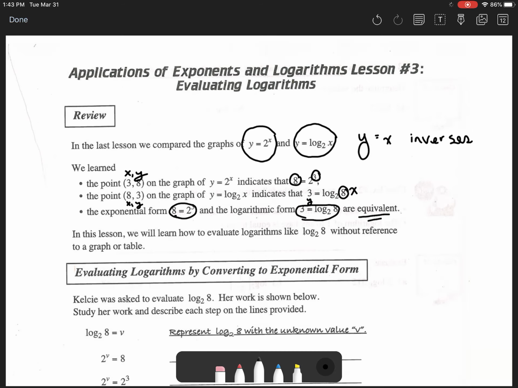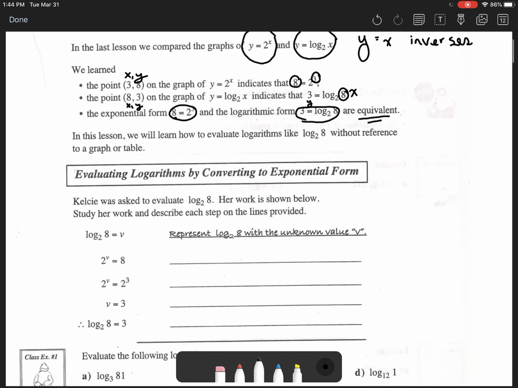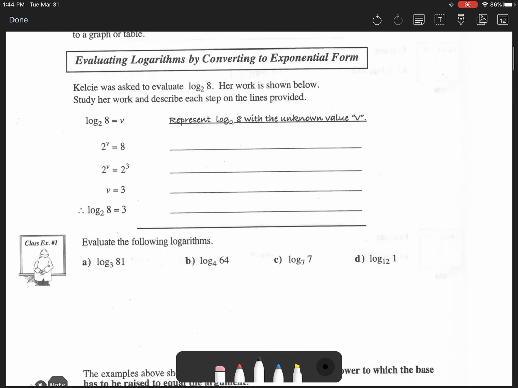Moving down here, and again they give us some steps, we're going to talk about how to evaluate logarithms. It says Kelsey was asked to evaluate log base 2 of 8. Her work is shown below. Study her work and describe each step on the lines provided. The first thing they do is take the log expression, log base 2 of 8, and make it equal to a variable. They use v, so we'll use that consistently throughout the lesson today, but you can use any variable you want.